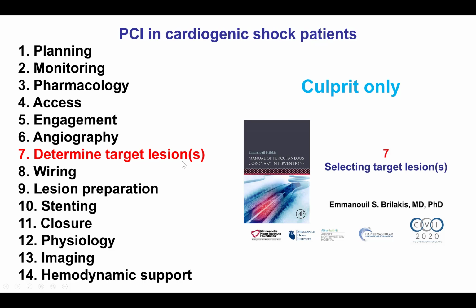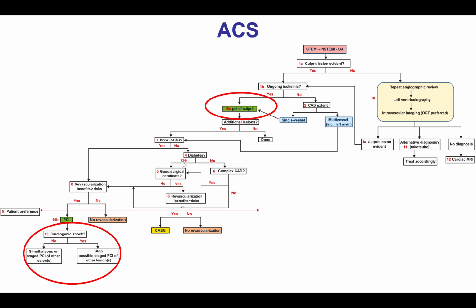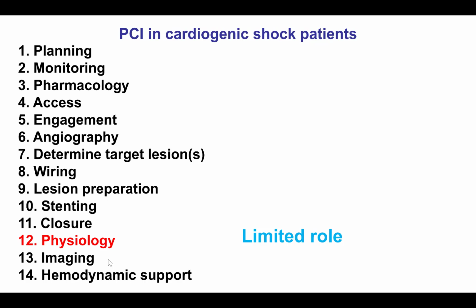And then in terms of determining the target lesions, there is an important difference in patients in cardiogenic shock versus those without. Specifically, patients who have cardiogenic shock should undergo PCI only of the culprit lesion. Based on the CULPRIT-SHOCK trial, doing multivessel PCI of the non-culprit lesions was actually associated with higher mortality and risk of renal failure. Preparation of the lesion, wiring of the lesion, stenting, and closure are done as per standard practice.